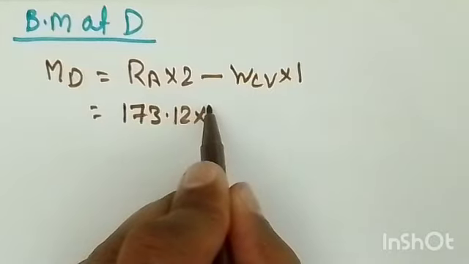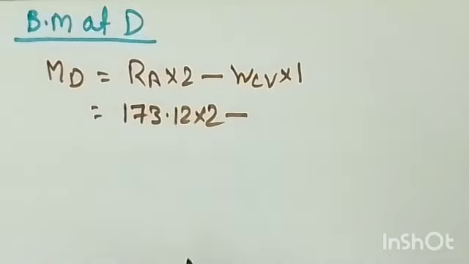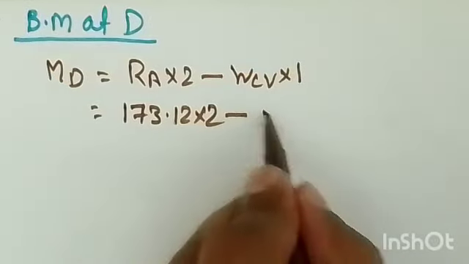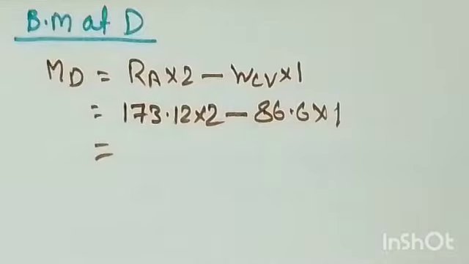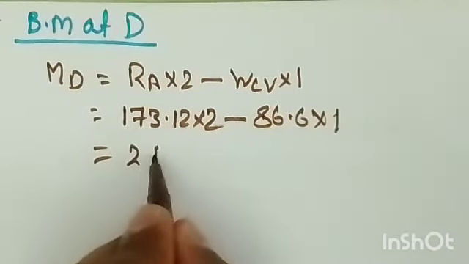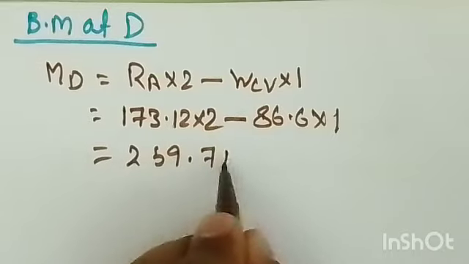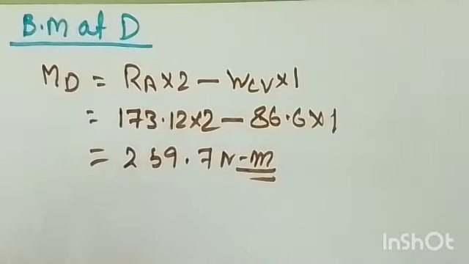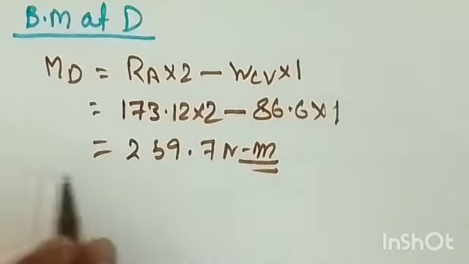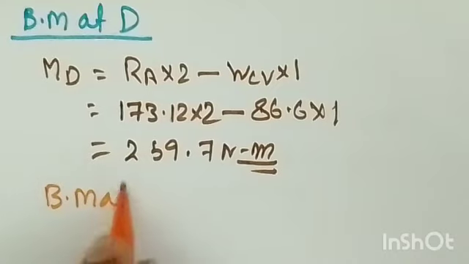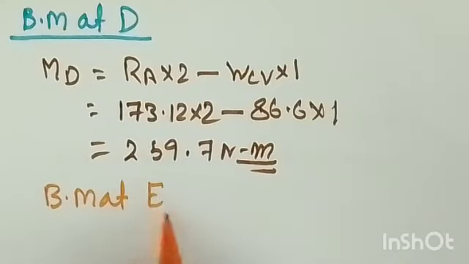173.15 into 2, minus the vertical component at C, 86.6 into 1. So we have a vertical bending moment at D of 259.7 Newton meter, right? Now we need to find the bending moment at E. So you can write the bending moment at E.